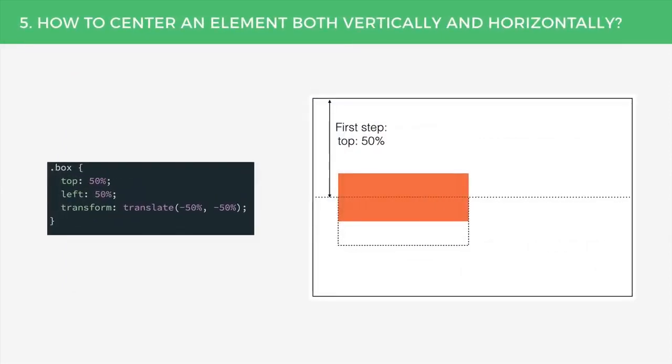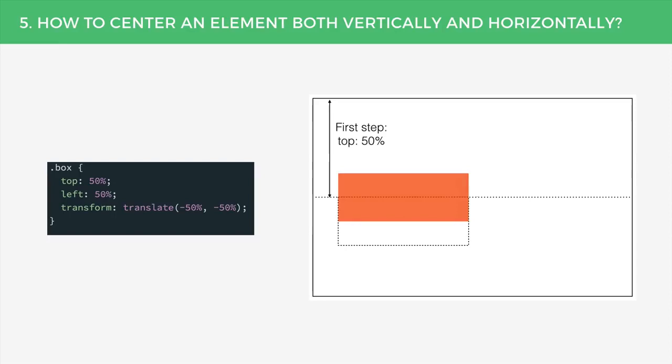Alright, and now the last question that I get asked all the time. How do I center a block element both vertically and horizontally inside another element? And this one is actually pretty simple. All you need is this simple trick. We set the top and left properties to 50%, and then we translate the element back minus 50% in both directions. Does that sound confusing? Then let me explain why this works using this example here only in the vertical direction, but it works the exact same way in both directions.